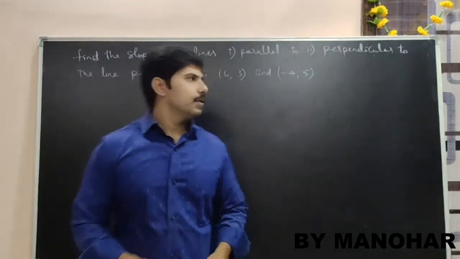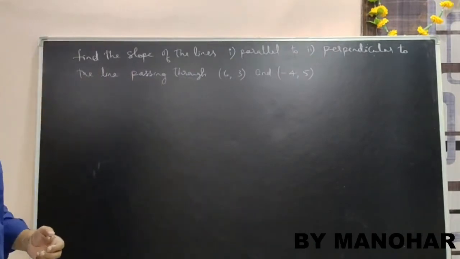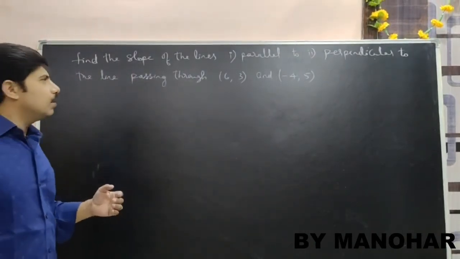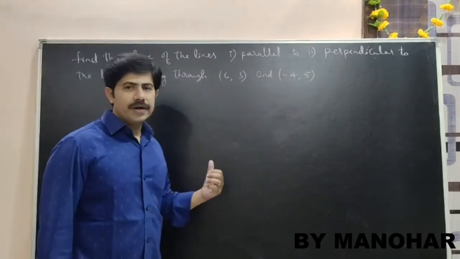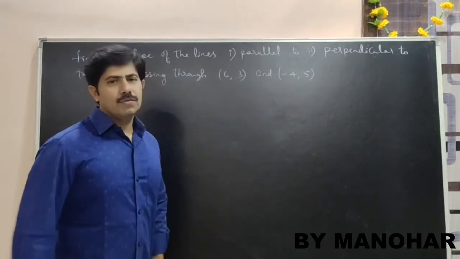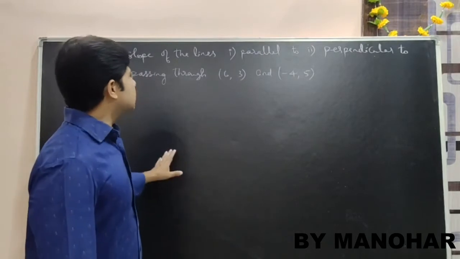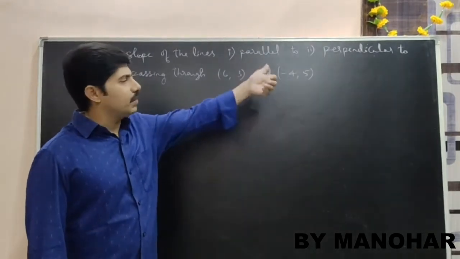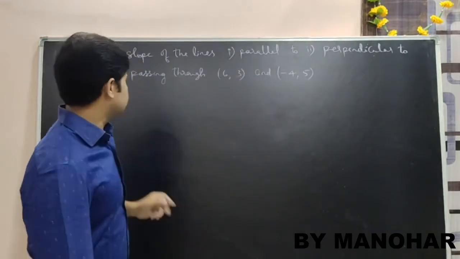Next problem. Find the slope of the line parallel to and perpendicular to the line passing through the points (6, 3) and (-4, 5). That means here in this we have two problems. One we have to solve for parallel and the other one we have to solve for perpendicular.